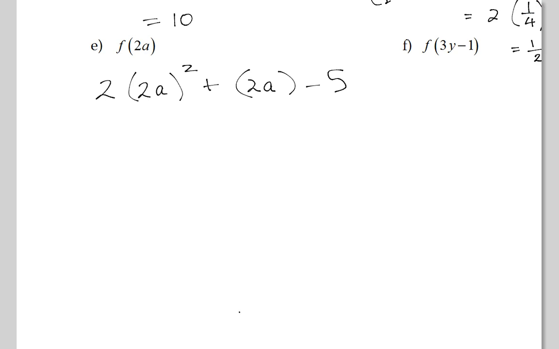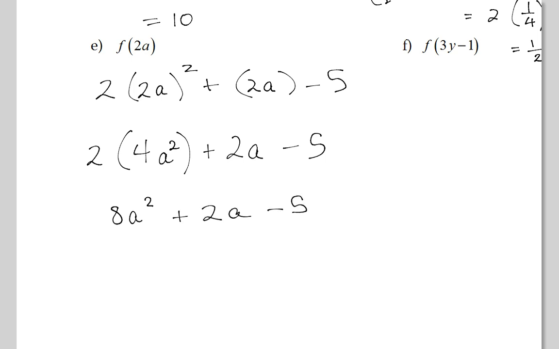All right, so now we have to do the exponents first. How do we apply this exponent to this product? The 2 has to be squared and the a has to be squared. So you get 4a squared. Okay, plus a 2a, take away 5. So you get 8a squared, just because 2 times 4, plus 2a, take away 5, and then that's it.